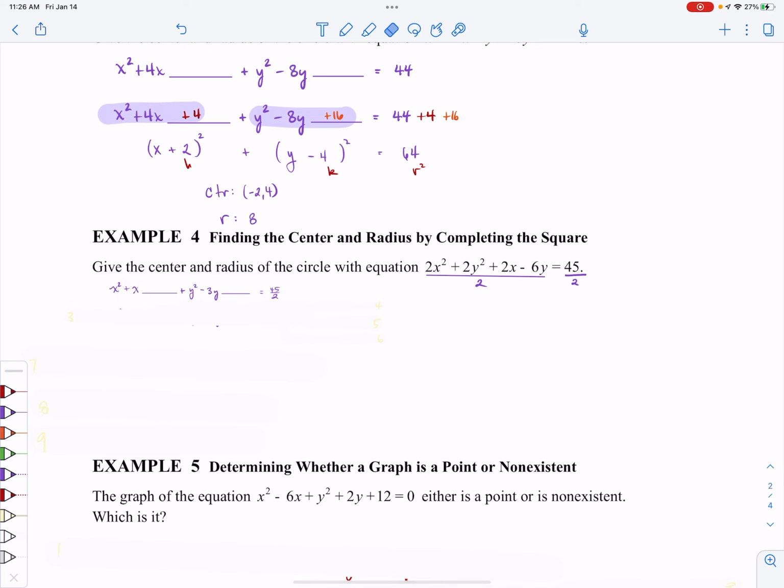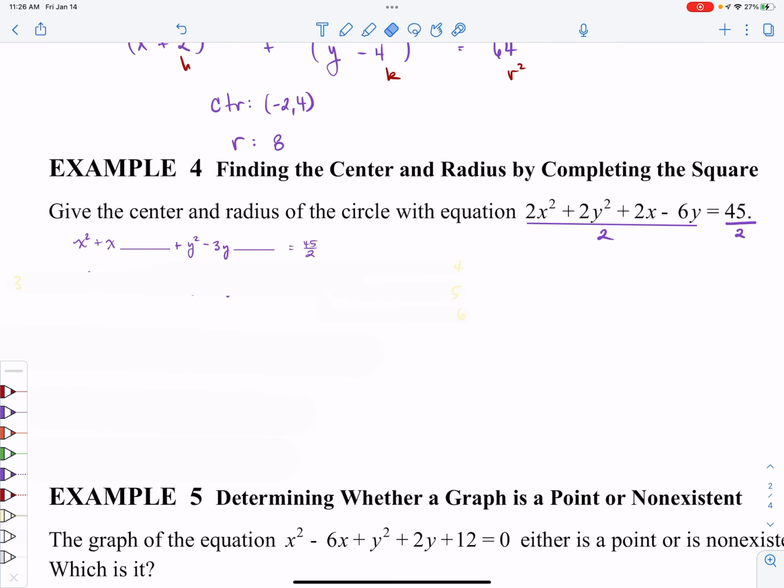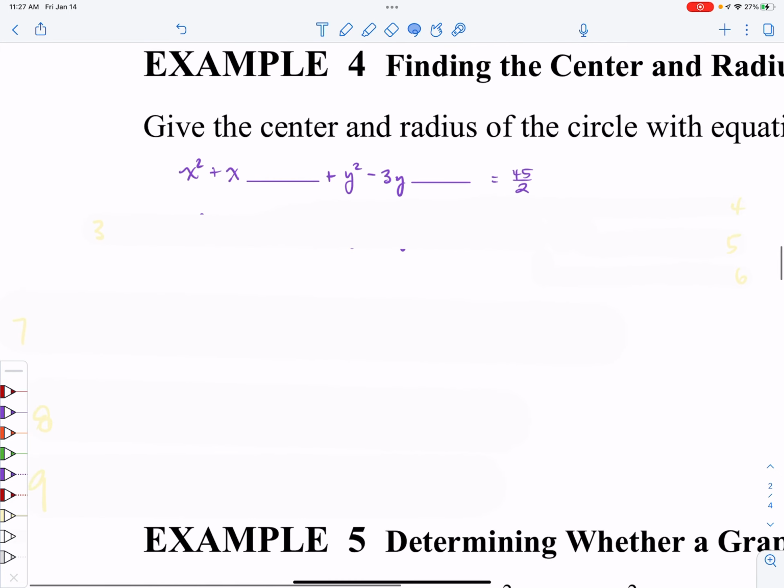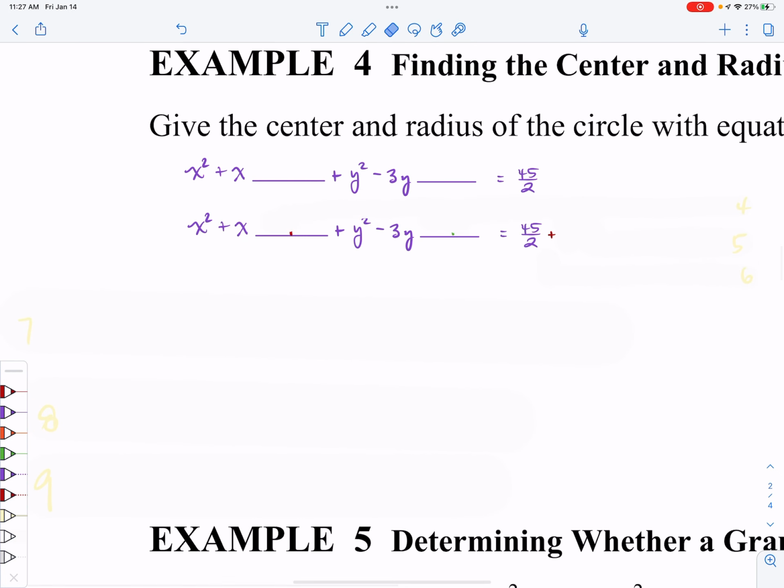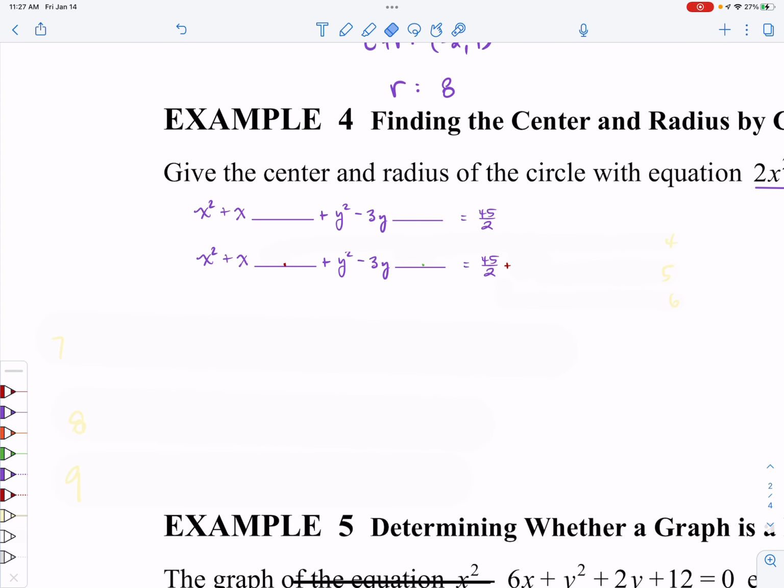So when I simplify that and rearrange, let's walk through that for just a second. I have an x squared plus an x, so that came from my 2x terms. And then I've also got a y squared minus a 3y, so that came from my 2y terms. And then that's equal to 45 over 2. I'm going to duplicate that so that I can work with it, and then we're going to start completing the square.